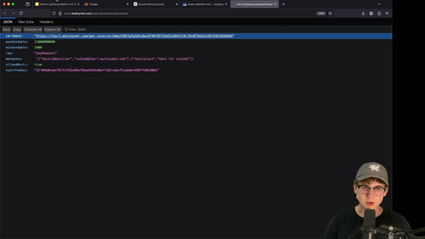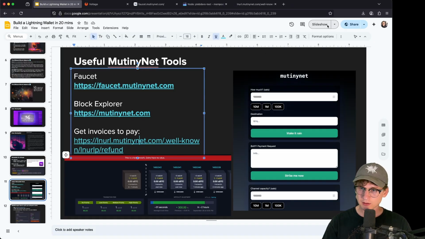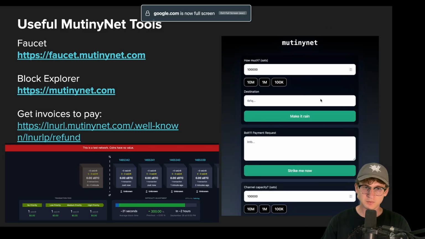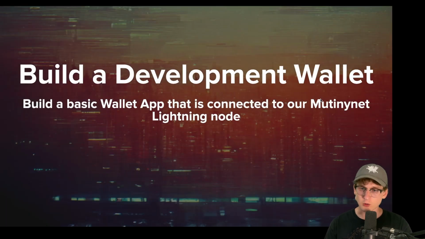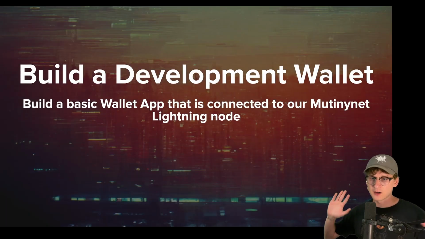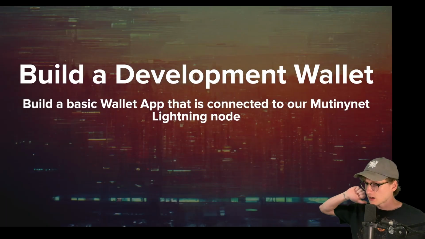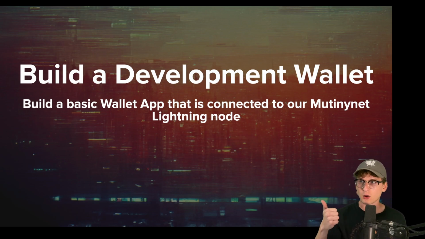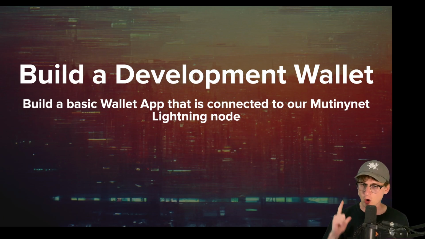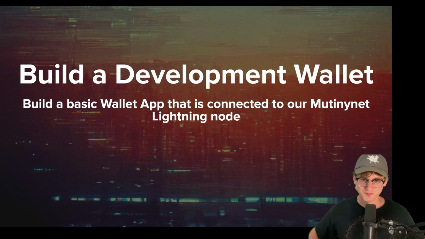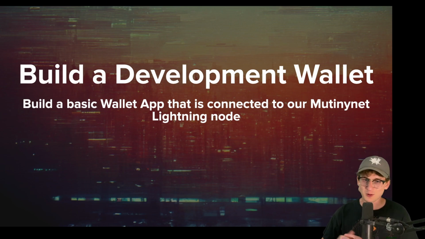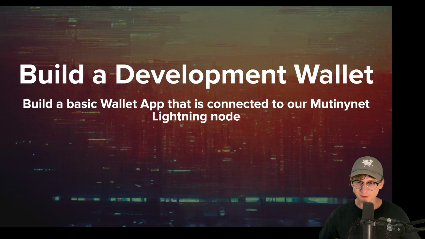Great, so those are our MutinyNet tools. And then we've spun up our MutinyNet node. Great, okay, so now we have our environment set up. We have a MutinyNet node ready to go. We have our tools open and ready to go. So let's get into the wallet demo and get through this wallet as quickly as possible. Trying to keep it at 20 minutes, so let's go.